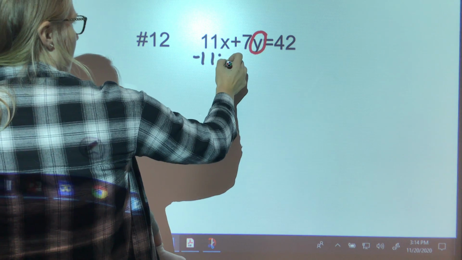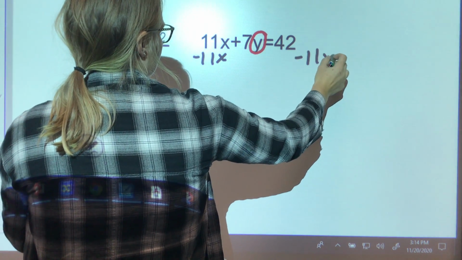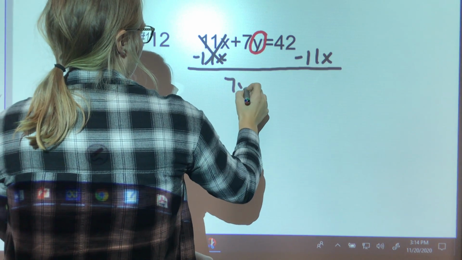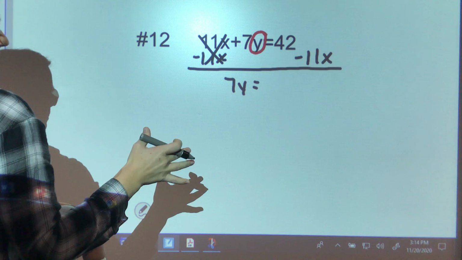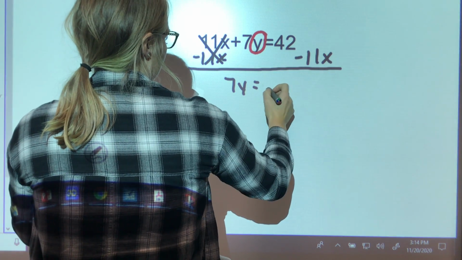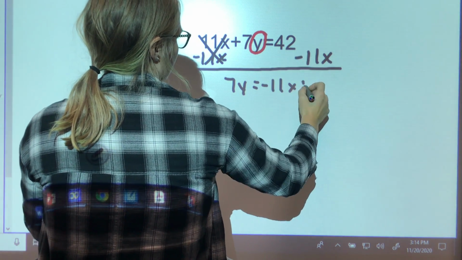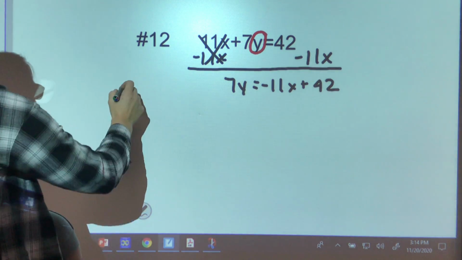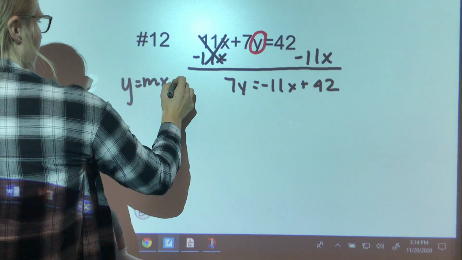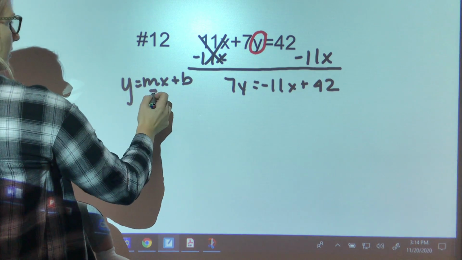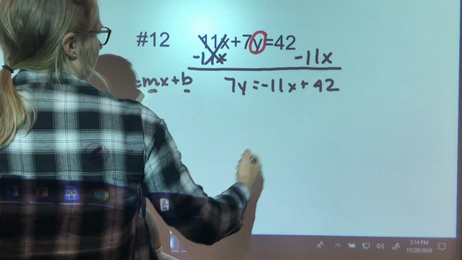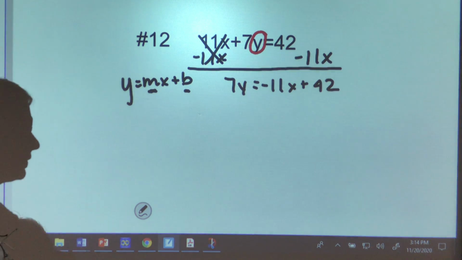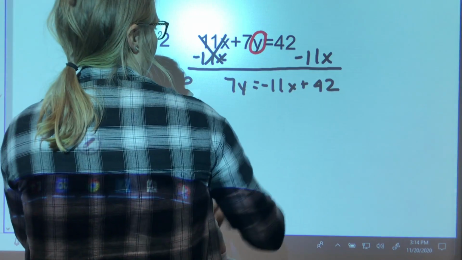So we're going to move this 11x to the other side first. So I'm going to subtract 11x from both sides. I get 7y equals, and here's where it kind of gets tricky. I'm going to move this negative 11x here, and then I'm going to put the plus 42 after that. Because when we're in true slope-intercept form, we have y equals mx plus b. So I want the x's here, and then I want the b added or subtracted at the end. So I'm going to flip-flop these two so that I get it in this true form. You can add and subtract in any order, so it doesn't change the math at all, flip-flopping those.